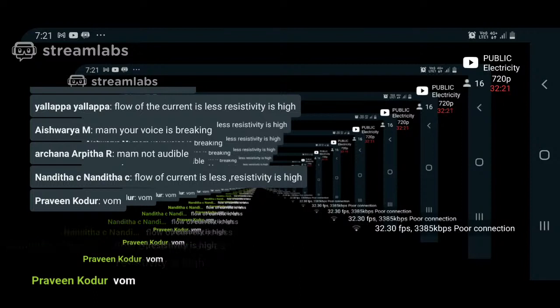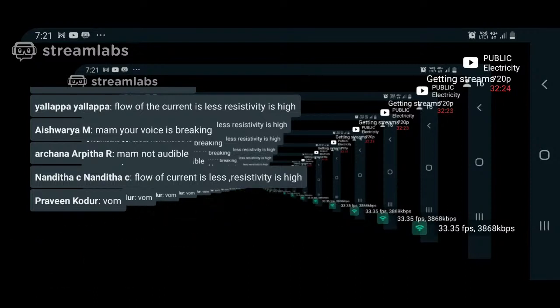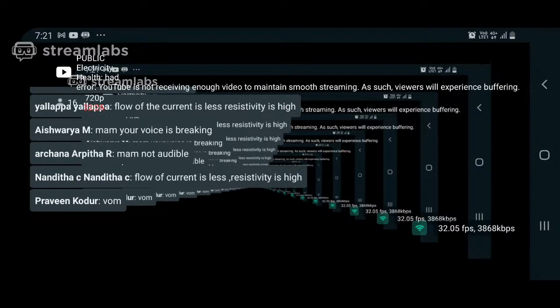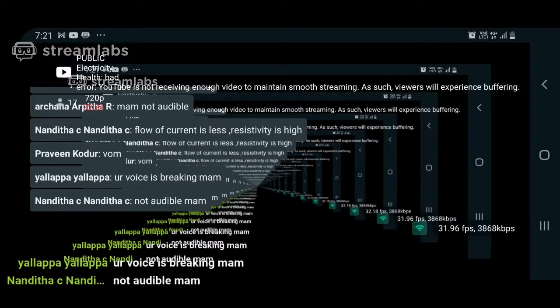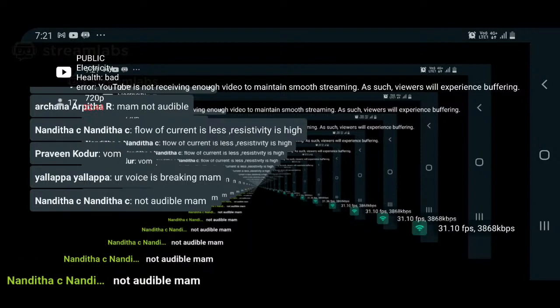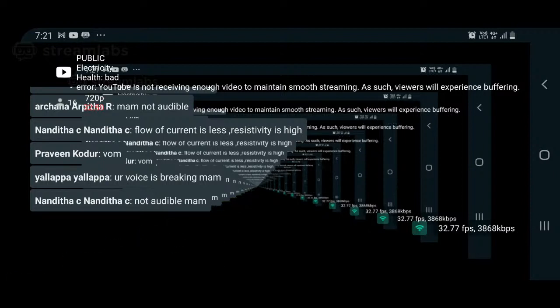Now, the conductors show less resistivity, high conductivity. Alloys show moderate resistivity, moderate conductivity. Insulators show high resistivity, low conductivity of the current. Remember these statements. It will be asked for your board exam.